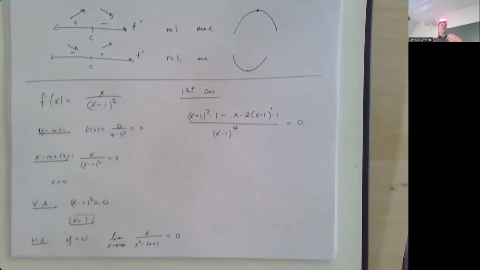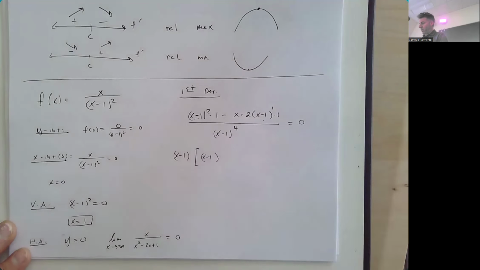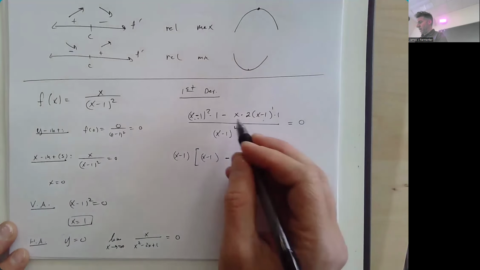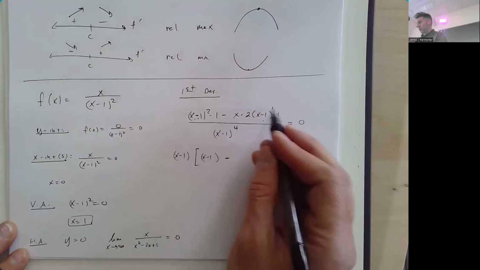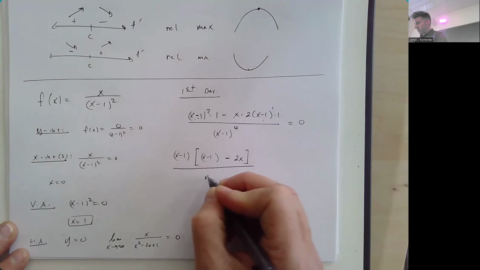I have an x minus 1 squared here. I have an x minus 1 to the first here. So I'm going to factor out an x minus 1 to the first. Let's see if I can. That's better. Okay. So factoring out an x minus 1 from the top, I'm left with an x minus 1 still there, times 1, minus an x times 2, times 1, so a 2x, over x minus 1 to the 4th.